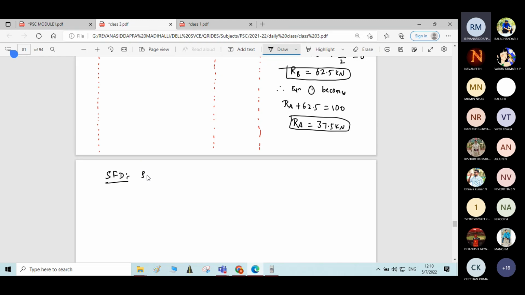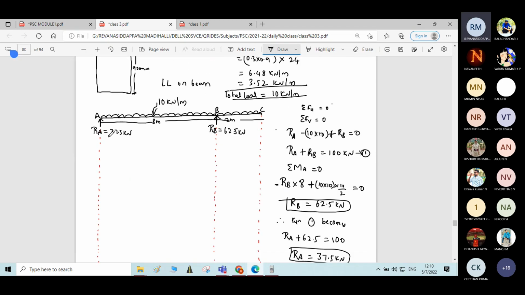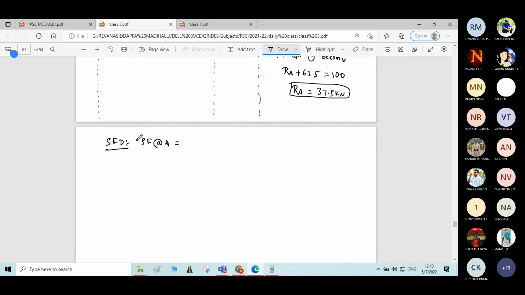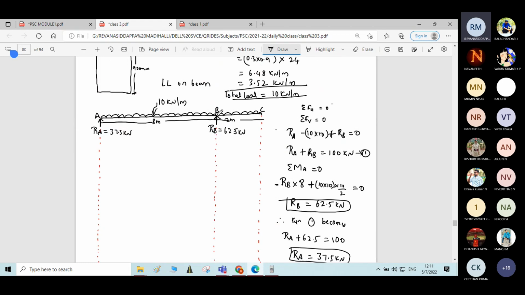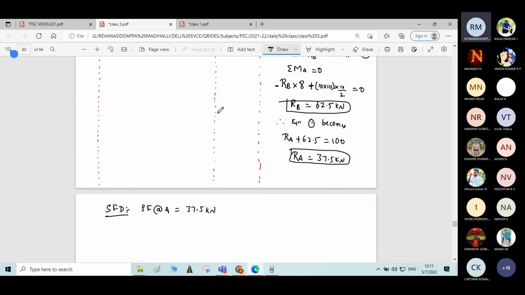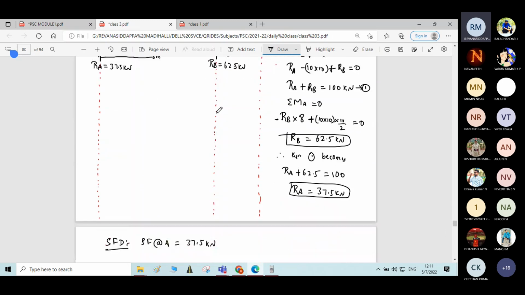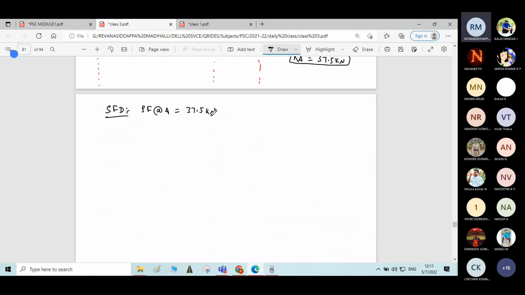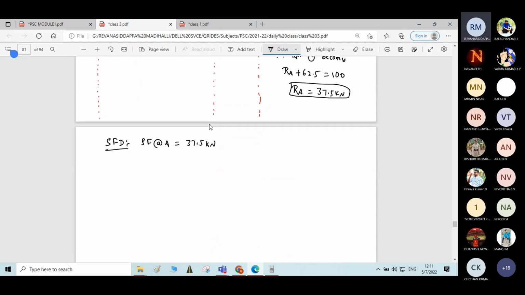First you find shear force at A. Shear force at A is equal to how much? Shear force at A is 37.5 kilonewton. Then we have one more point B, and UDL is acting throughout the length ABC. So while finding shear force values at B, you need to find shear force at LHS of B and shear force at RHS of B. First you find shear force at left of B.